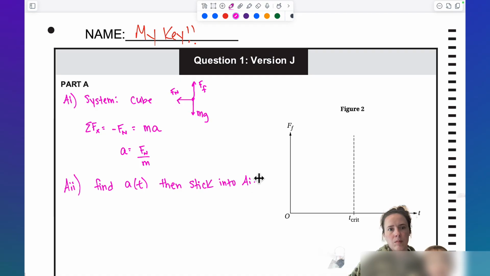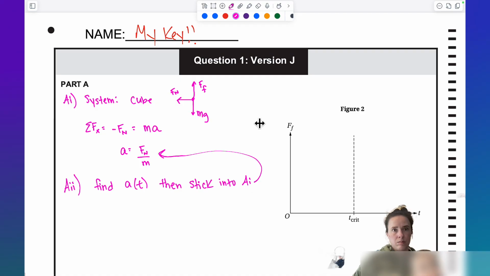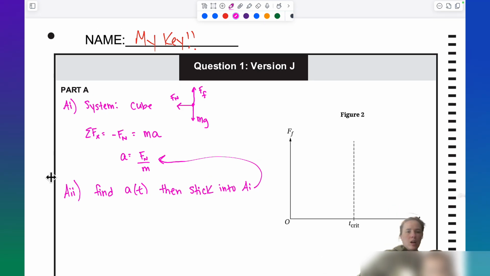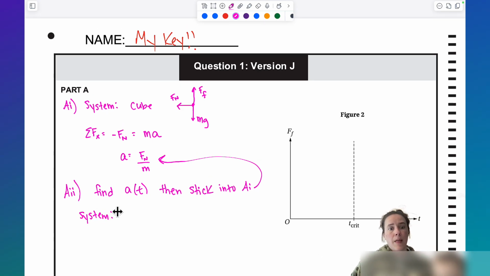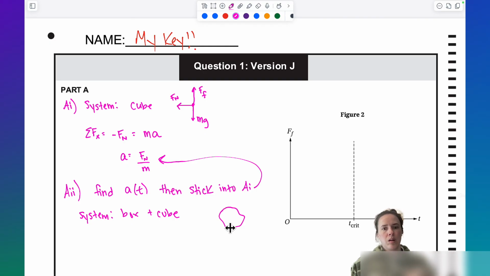Or stick it into our answer from part A-I. So in this case, we want our system to be the box plus the cube. So there's my nebulous system, my box and the cube. We've got some FGs down, we've got some normals up. I don't care about those ones. This is normal with the ground. I care about this one, my resistive force.